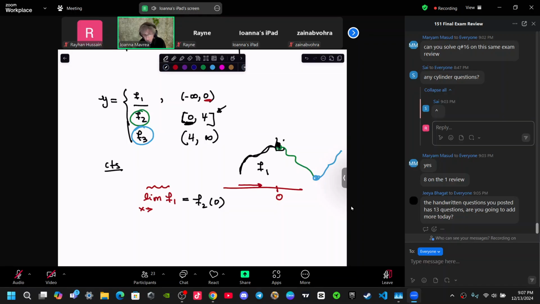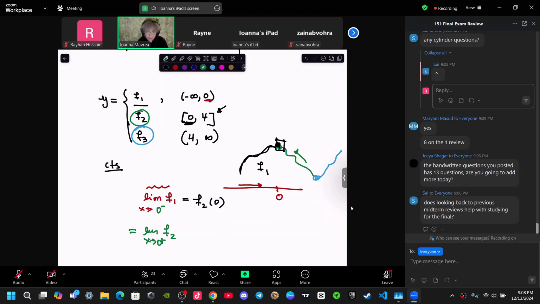The value of the function at 0 has to be there, and it also should be equal to the limit of the other side. As x goes to 0 from the left, it is equal to the limit of the second piece as x goes to 0 from the right. Those have to be equal because the 2 pieces have to touch. So when they're talking about continuity, you're going to be writing a lot of limits.